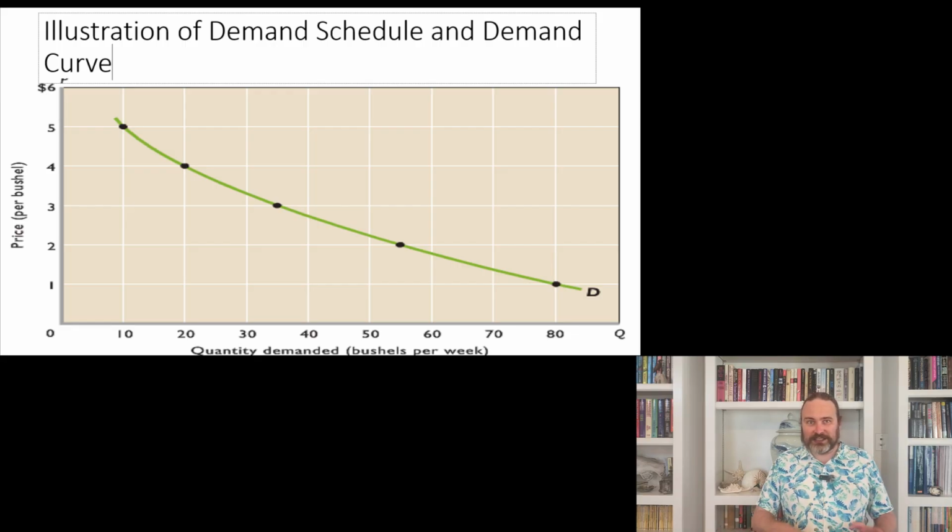Now, all of these things exist in the upper right quadrant. If you remember from algebra, that's the positive quadrant. Why? Because there's no such thing as negative prices, and there's no such thing as negative quantities. So all these numbers are going to start at a base of 0, and they're going to increase from there.